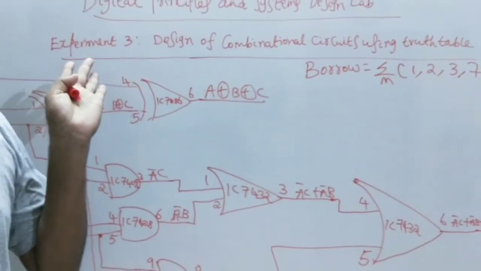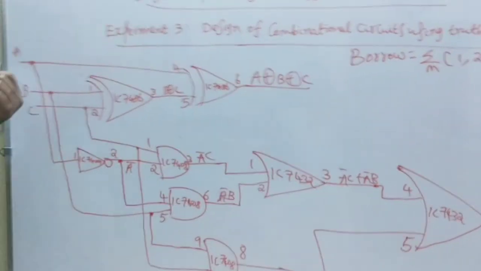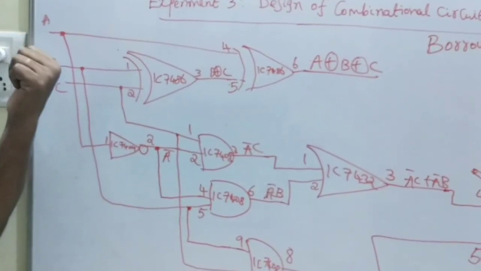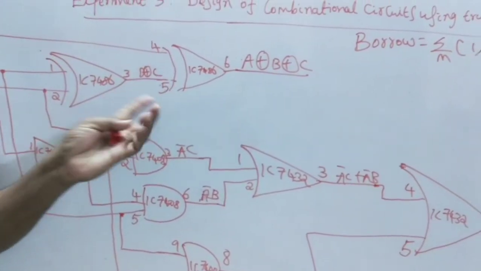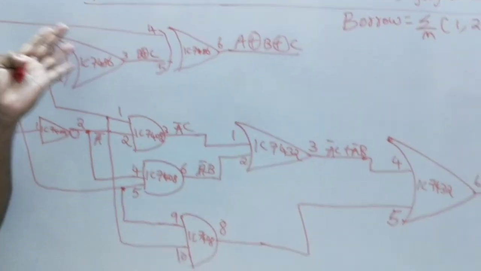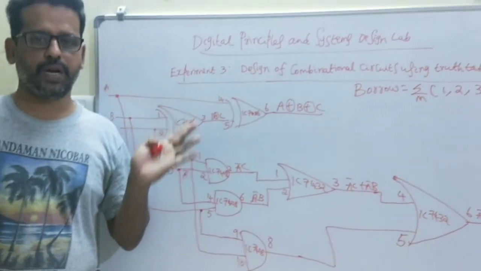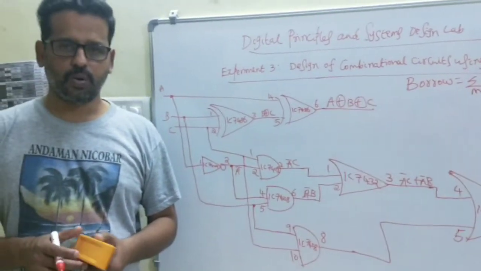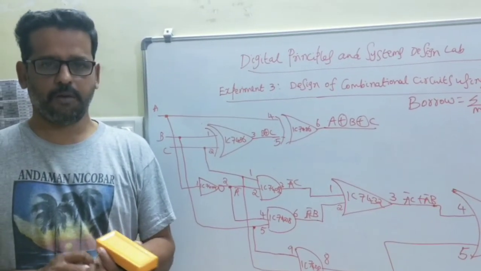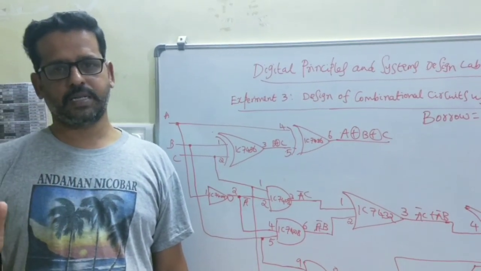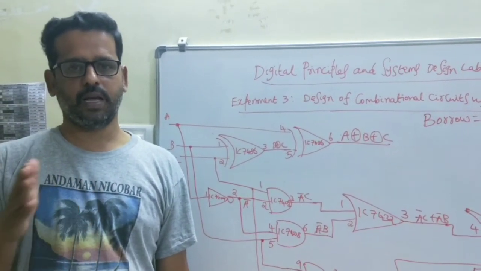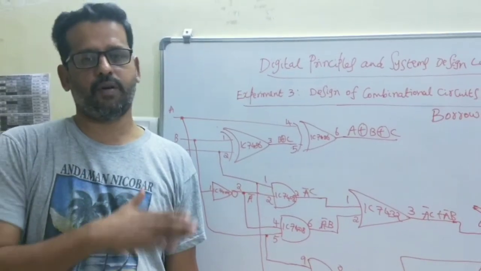We have already constructed the truth table. You have to provide the inputs correspondingly, and we need to verify the outputs against the truth table that we have designed. Okay, this is how you need to do the exercise and do the writing. I have purposefully avoided the aim, apparatus required and procedure because we have already seen that, but it is mandatory for all the exercises.